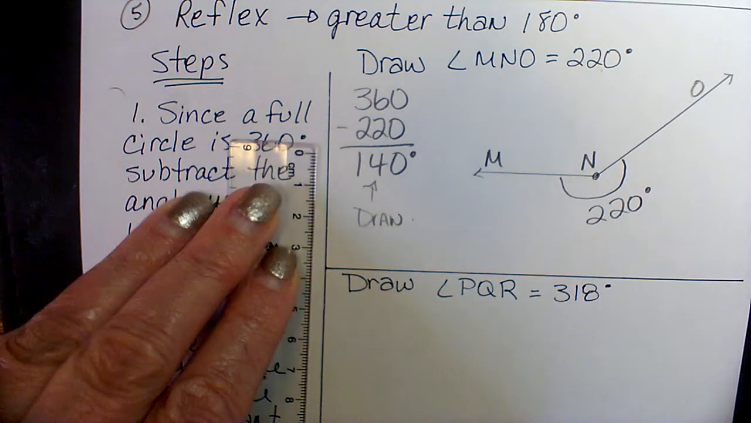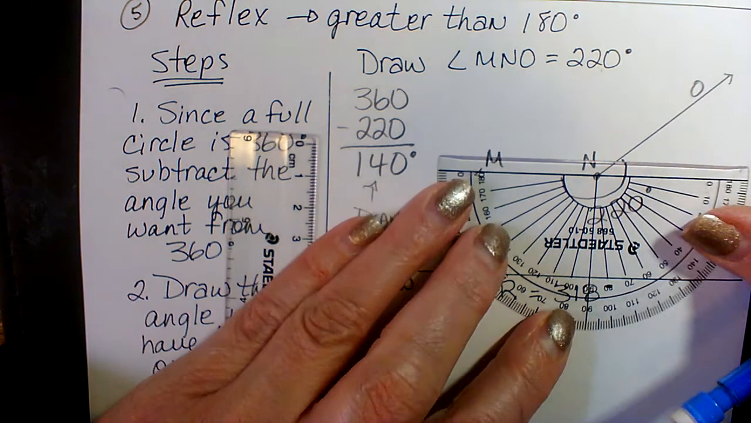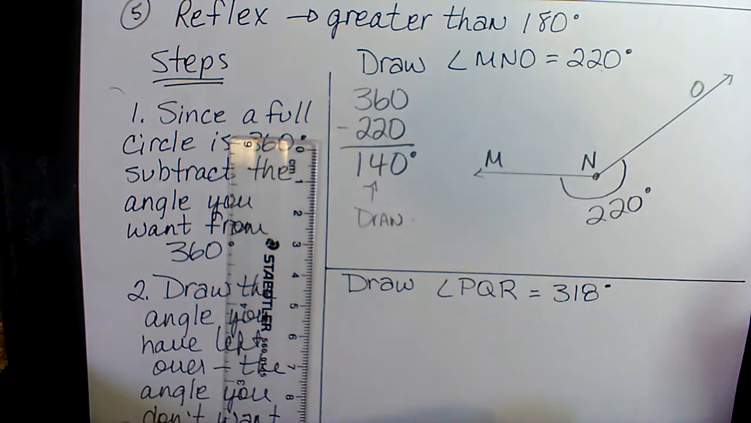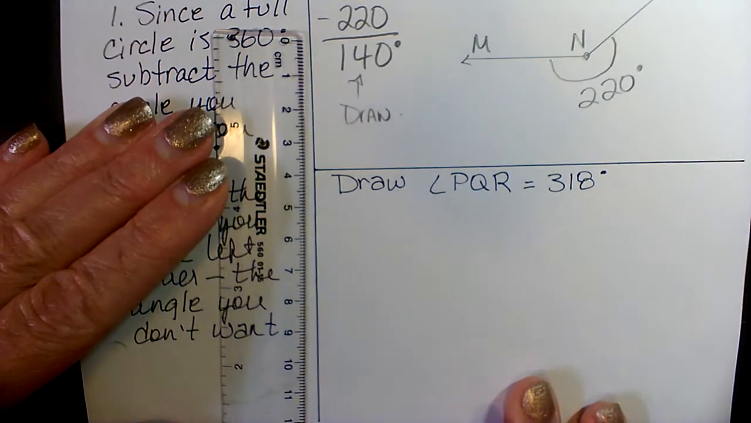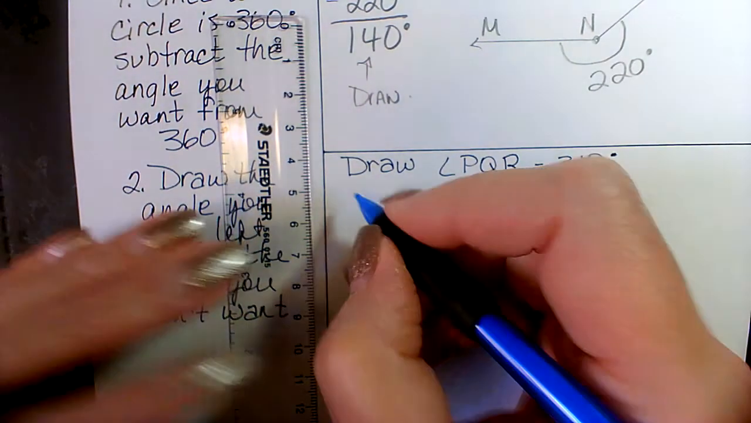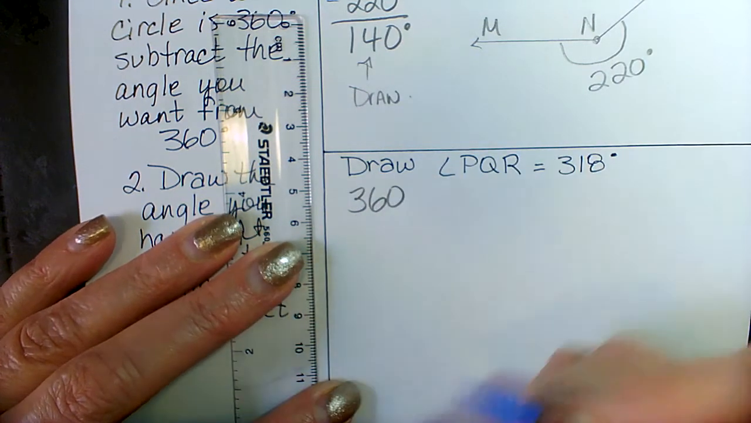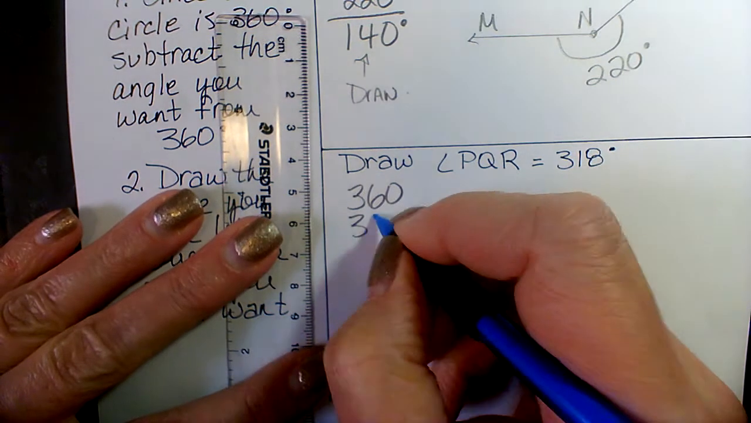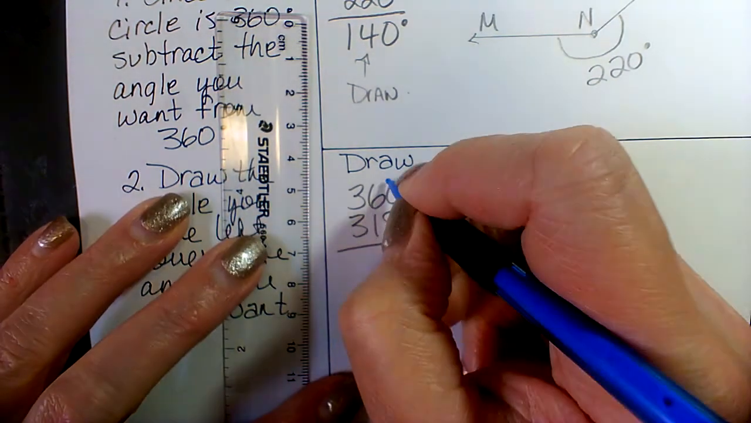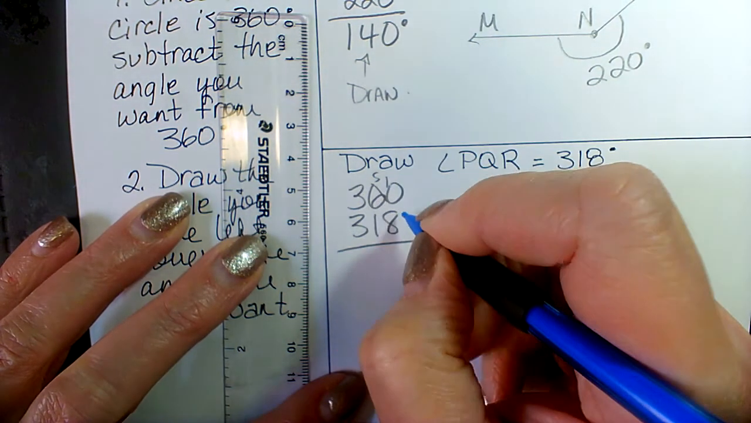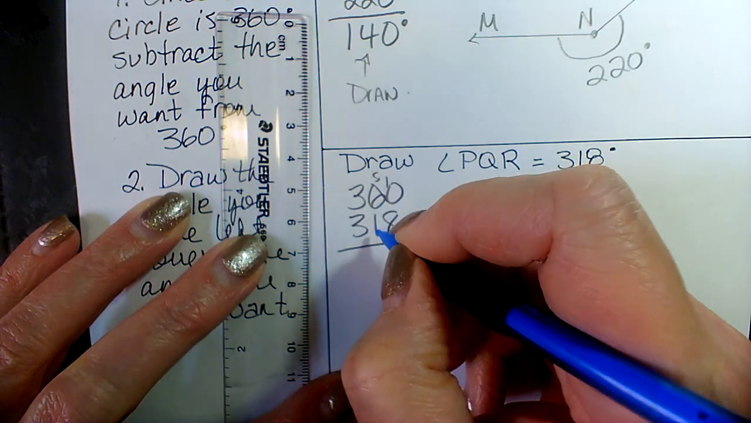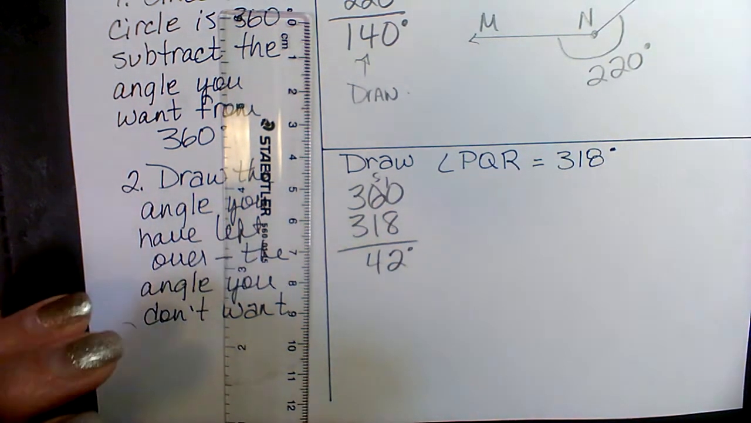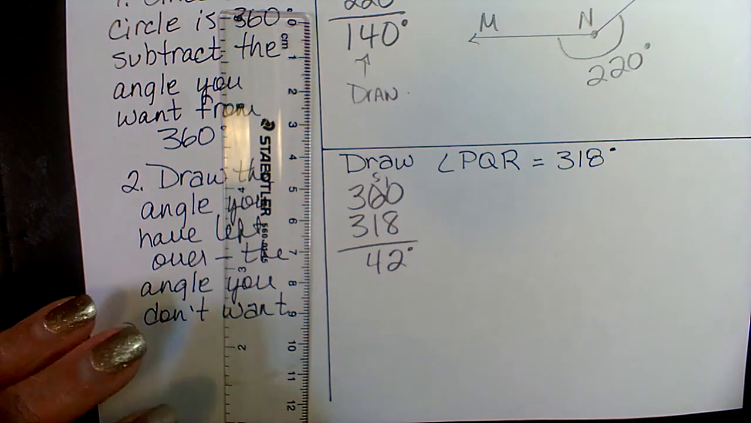There's my 220. Right? Because look at this. There's my 180 all the way to there. And then I had a little bit more to get to 220. So I have 318, right? Again, I don't have a protractor that goes 318, but I do know that I can draw the angle I don't want by subtracting it away from 360. Borrow. 10 minus 8 is 2. 5 minus 1 is 4. So I'm going to draw a 42-degree angle.